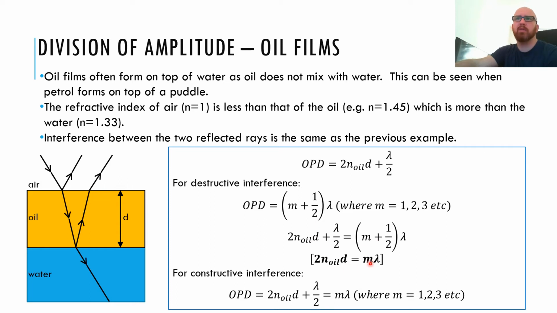That's for destructive interference. For constructive interference, optical path difference equals 2nd plus a half lambda, just like you have up there, and that equals m lambda, where m is 1, 2, 3, etc. So that is for oil films. That's one example you'll see in the tutorials and in past paper questions.